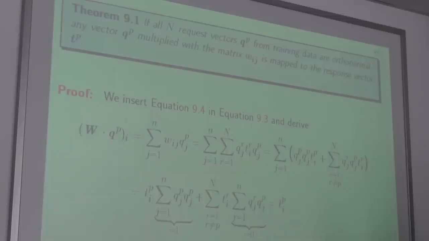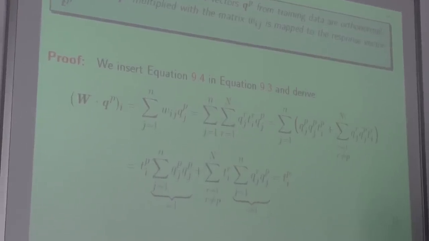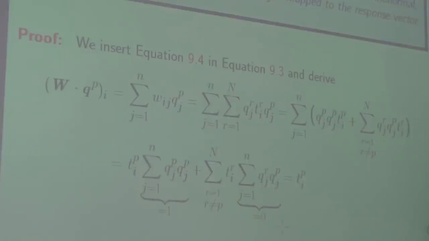And what do we do? The proof is really straightforward and easy. We just compute the weight matrix times some input pattern. And then from this product, we take the ith component. We take one component. And this ith component has, of course, to be equal to the ith component of the Pth target output. So now we will prove that this is equal to TPi, and then we are finished.